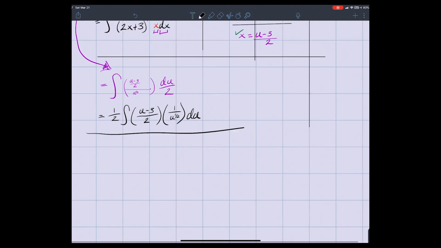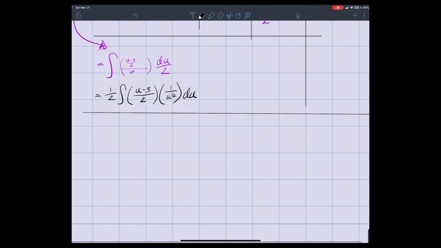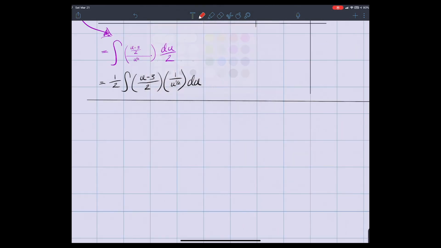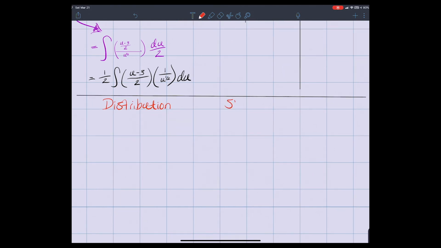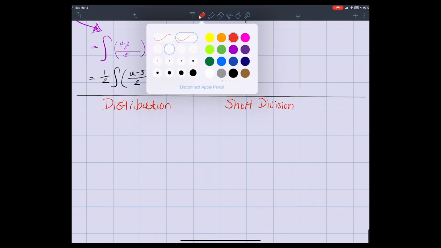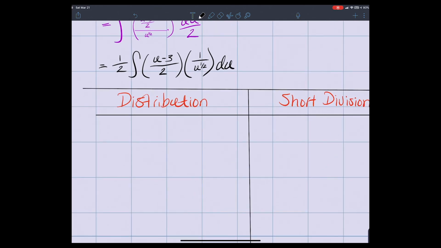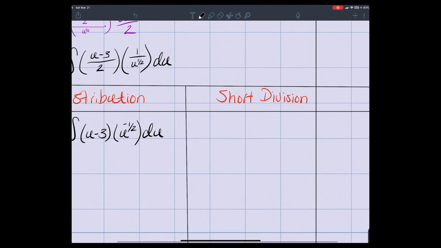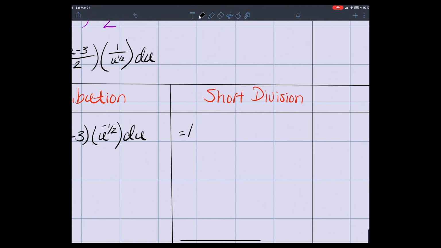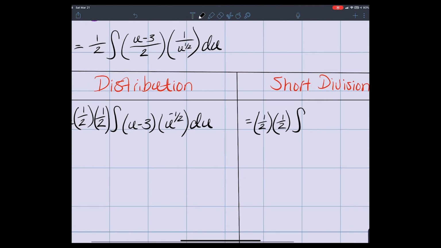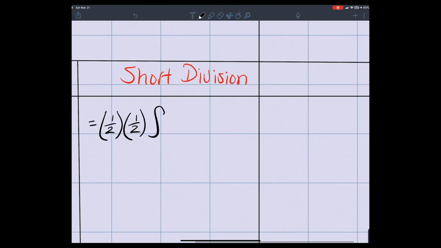And actually, this can be done two different ways now, which is kind of cool. The first way that I'm going to show you is distribution. And the second way that we're going to be able to do this is short division. There's probably other ways, but these are the two that I just saw right off the top of my head. So the first way is I'm going to pull this 1/2 out again. And on this side, I'm going to pull the same thing out. But instead of this distribution, I'm going to just rewrite it. And I'll show you what that looks like.